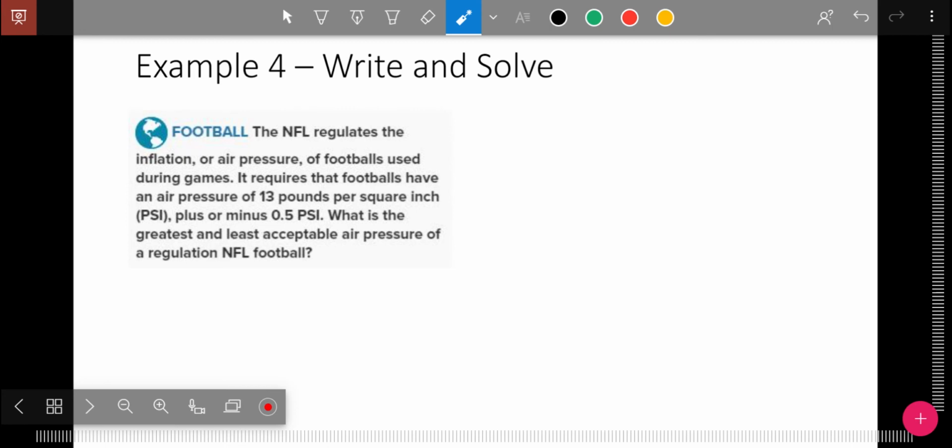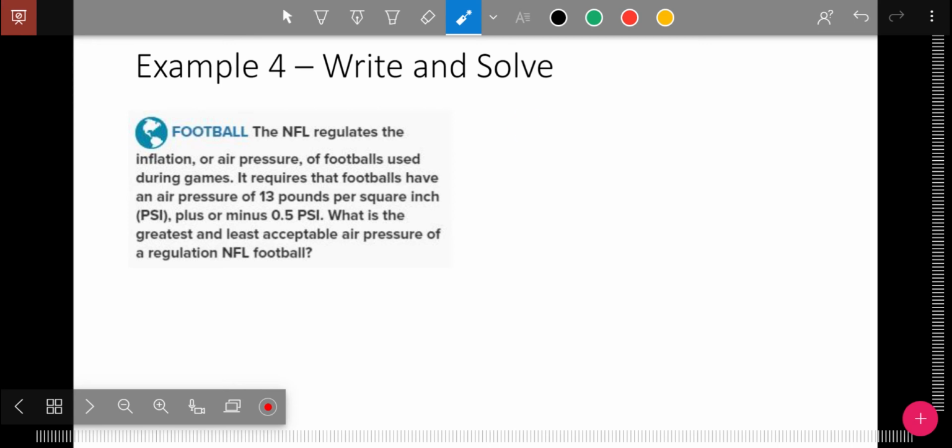Now, you can probably solve this scenario without using absolute value. I'm going to show it to you using absolute value. The NFL regulates the inflation or air pressure of footballs used during games. It requires that footballs have an air pressure of 13 pounds per square inch, otherwise known as PSI, plus or minus 0.5 PSI. What is the greatest and least acceptable air pressure of a regulation NFL football?